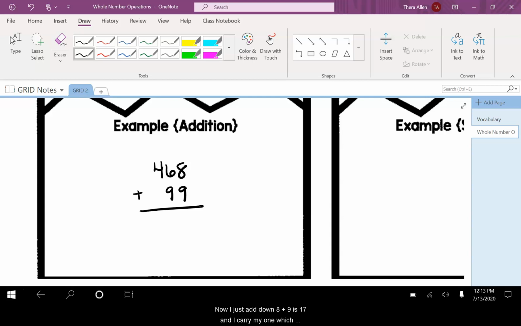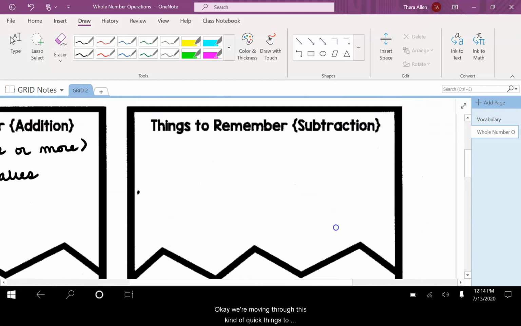Now I just add down. 8 plus 9 is 17, and I carry my 1, which is a 10, into the tens place. 6 plus 9 is 15, plus 1 is 16. I carry my 1, which is actually a 100, in the hundreds place. 1 plus 4 is 5, so 567. And there's our sum. Okay, we're moving through this kind of quick.